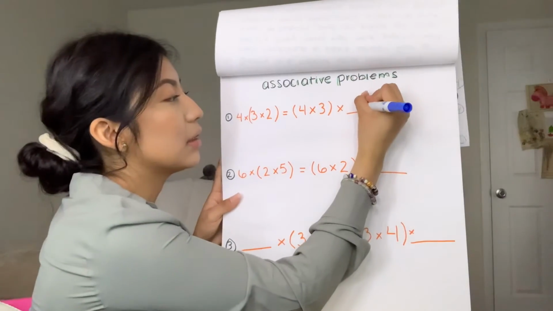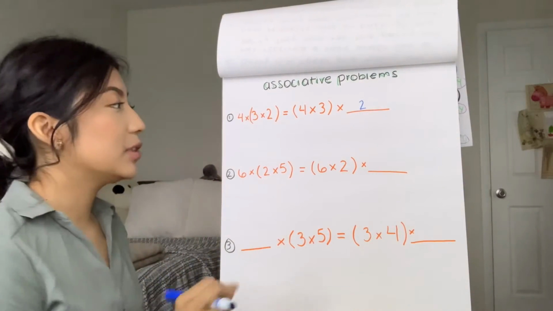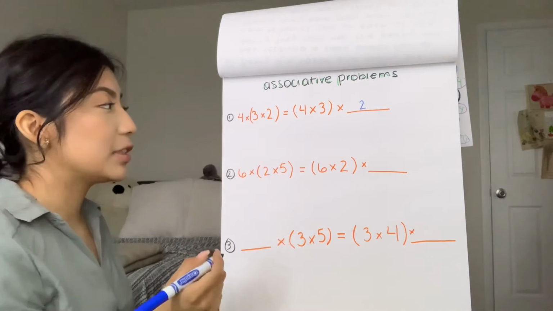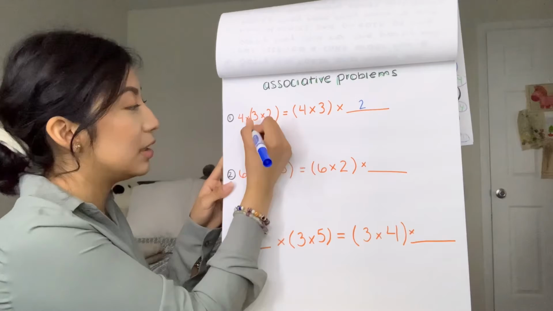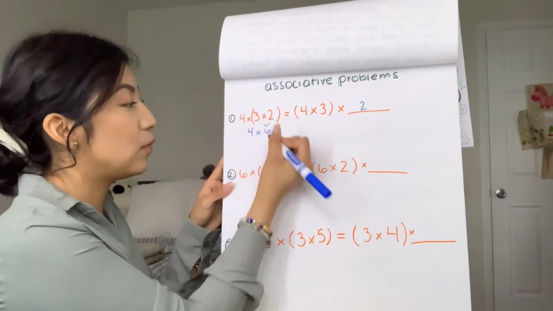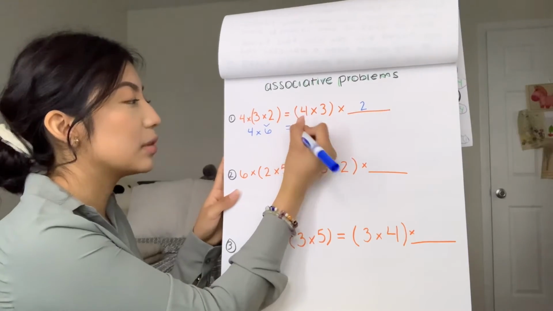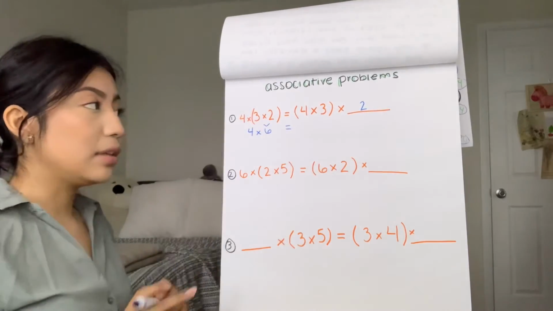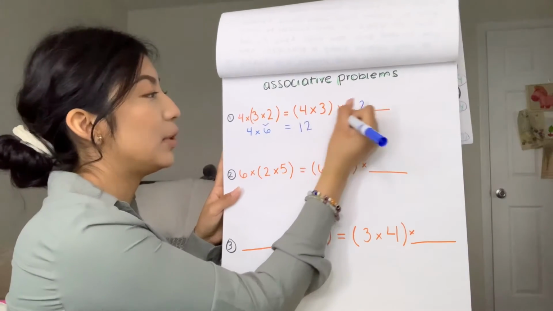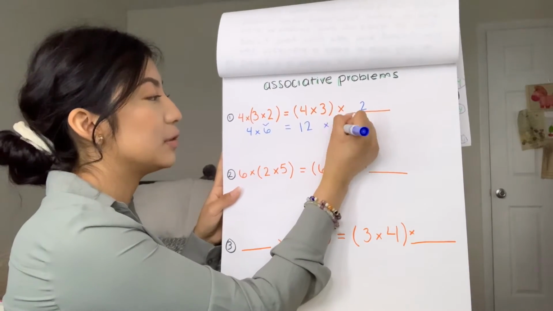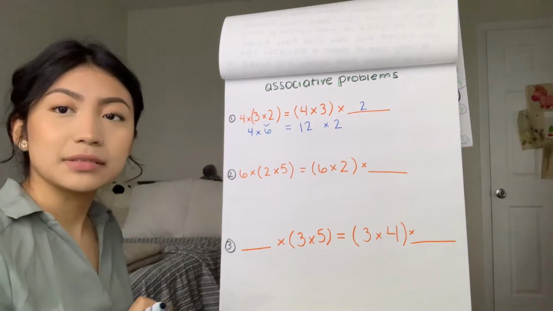Okay. So let's look at that really quick. So let's do our numbers in the parentheses here first. So what is 3 times 2? 6. And then bring down that 4. So it'll be 4 times 6, equal to 4 times 3. What's 4 times 3? 12. Bring down that 2 times 2. All right. Now what's 4 times 6? 24.